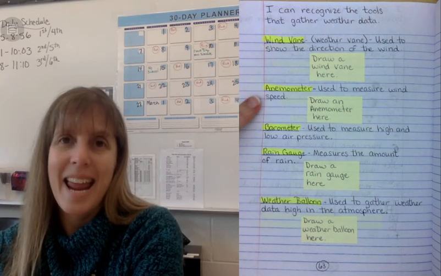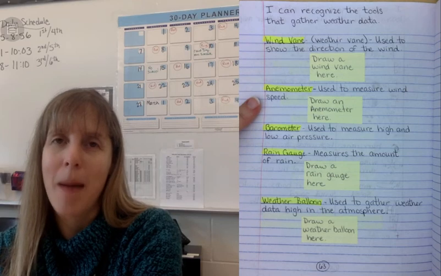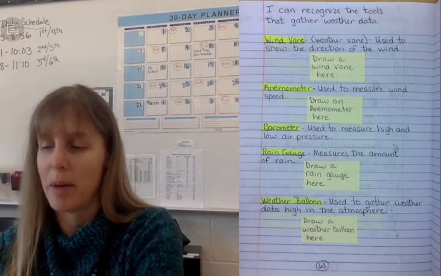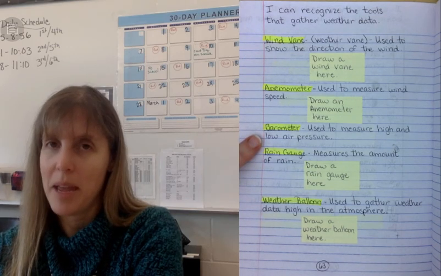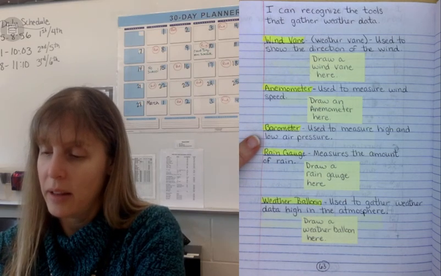This is anemometer. I love how that feels on your mouth. Anemometer. Say it with me. Anemometer. And I'm going to have you draw an anemometer here. This is barometer. Say it with me. Barometer. A barometer is used to measure high and low air pressure.